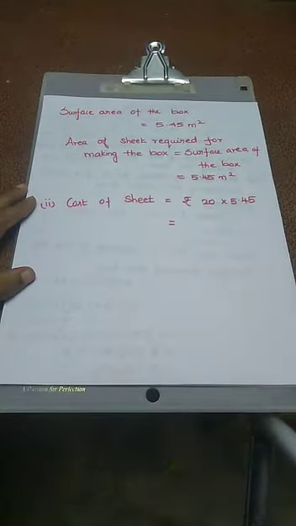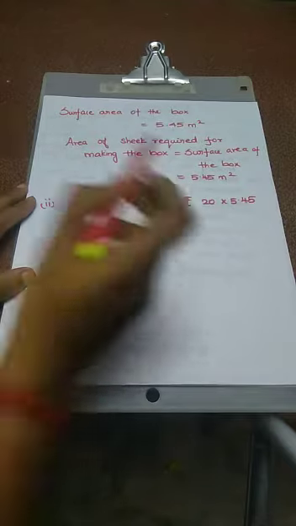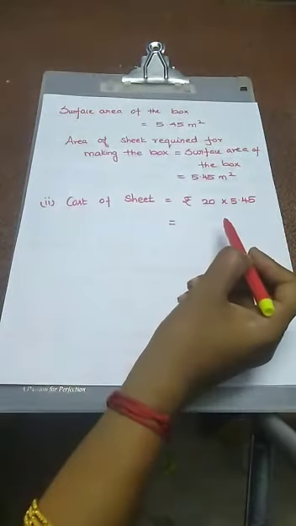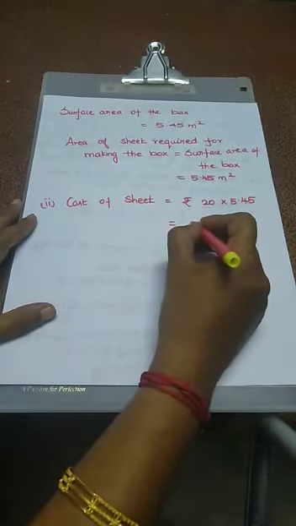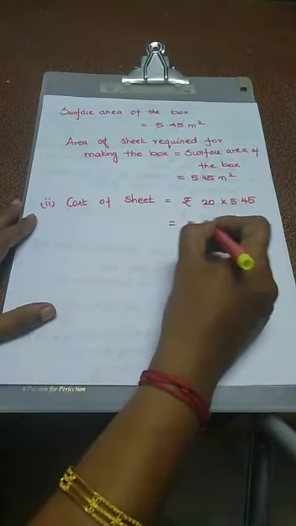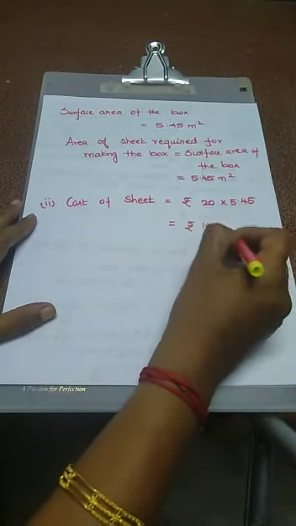So we just take the value. Area of a sheet required for making the box is equal to the surface area of the box. That is the same value, 5.45 meter square. What is the second subdivision? The cost of sheet for it. If a sheet measuring 1 meter square costs rupees 20, so multiply the value 5.45 meter square with rupees 20. What is the answer actually? Rupees 109.